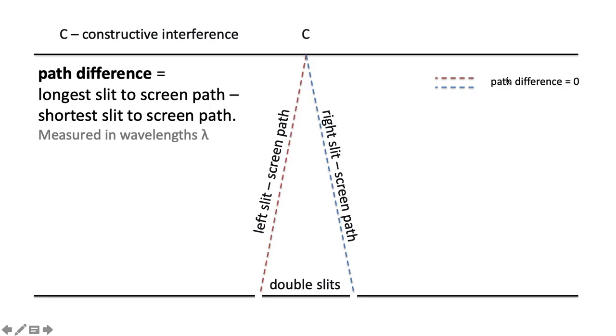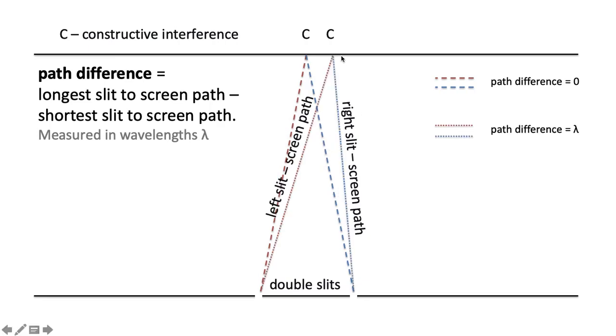It'll get bigger. If I take the longer one, which is going to be the left slit to screen, and subtract the right one, I don't get 0 anymore. I get a bigger number. But at some point along the screen, that path difference will be exactly 1 wavelength. When that path difference is 1 wavelength, we will have again constructive interference. And the reason is that again, we'll have a crest arriving with a crest, or a trough with a trough. So we'll have constructive interference, doubling the amplitude at that point.